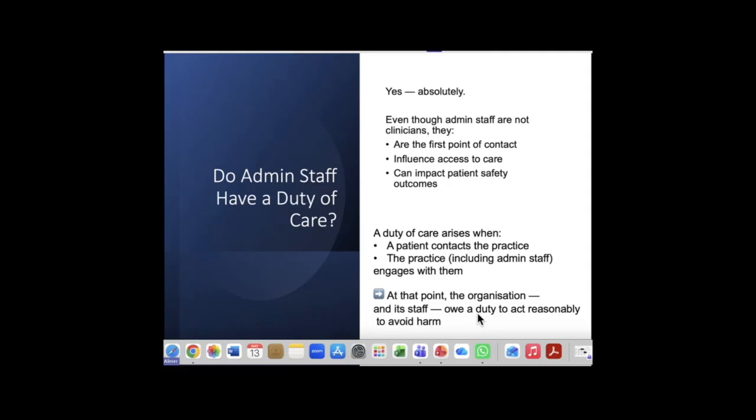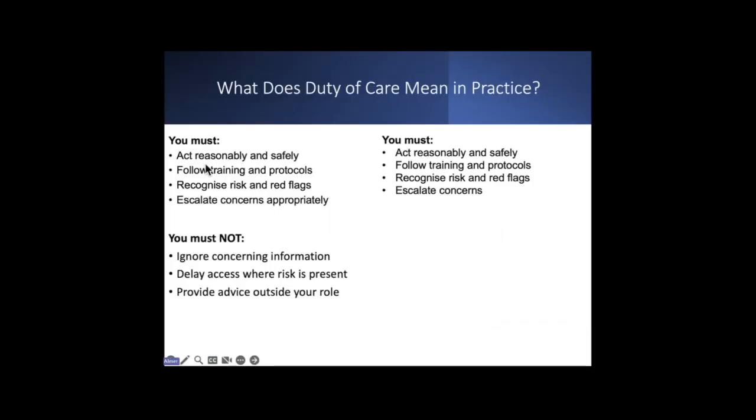But the moment you decide, oh yeah, it just looks like you've got a panic attack. Yeah, I know you're wheezing, but it sounds like you just have a cold. Go home, everyone's got it. You can't do that, because that is not within your scope of practice. Your job is to identify: is it an emergency? Do we need to refer the patient on? What it means is you must act reasonably and safely. You must follow training and protocols.